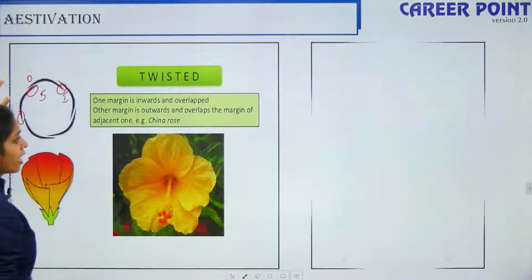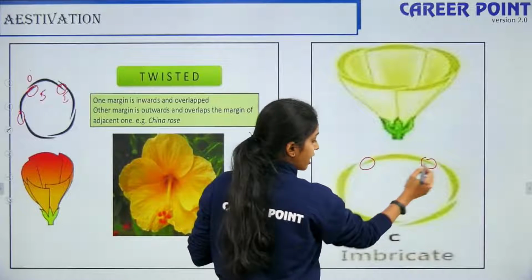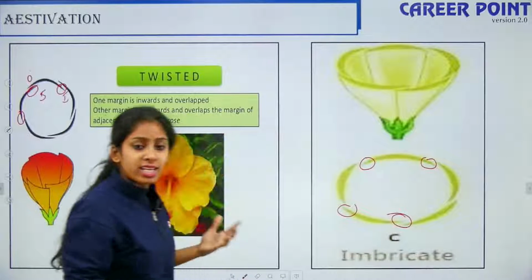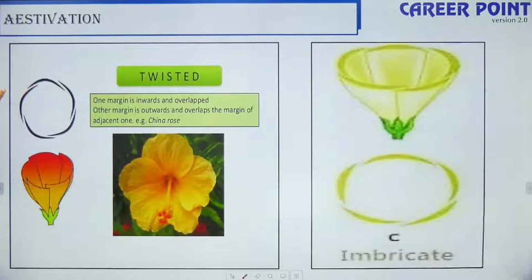In case of your imbricate estivation, there is no particular pattern. So here both the ends are inside. Here one is outside, one is inside. So it is a random overlapping. So this is your imbricate estivation.